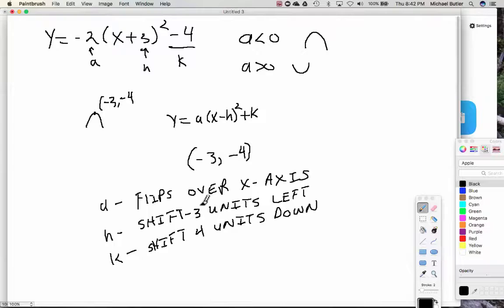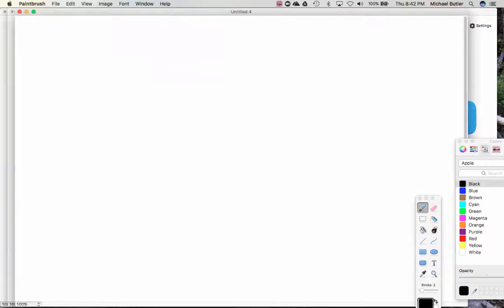I'm going to make you show me that. Right now? Give me an A, any A. Give me a number. 3, okay. Give me an H. 5. Okay, give me a K. 1, good choice. Make those numbers small. All right, so we got y is equal to 3 times x plus 5 quantity squared plus 1.